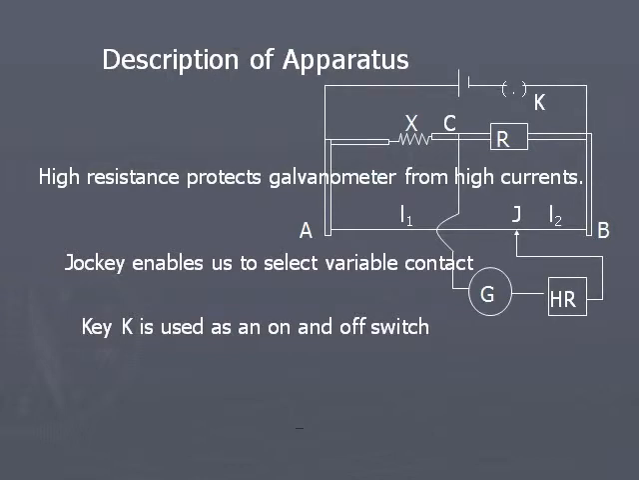The key in the circuit is meant for off and on of the circuit. That is, to close the circuit and to break the circuit, we use key. Like this, we use different parts of the circuit.